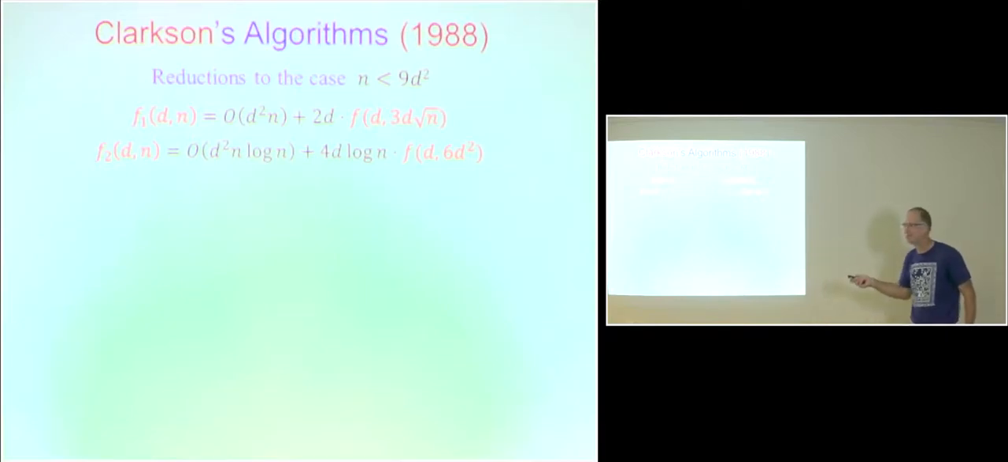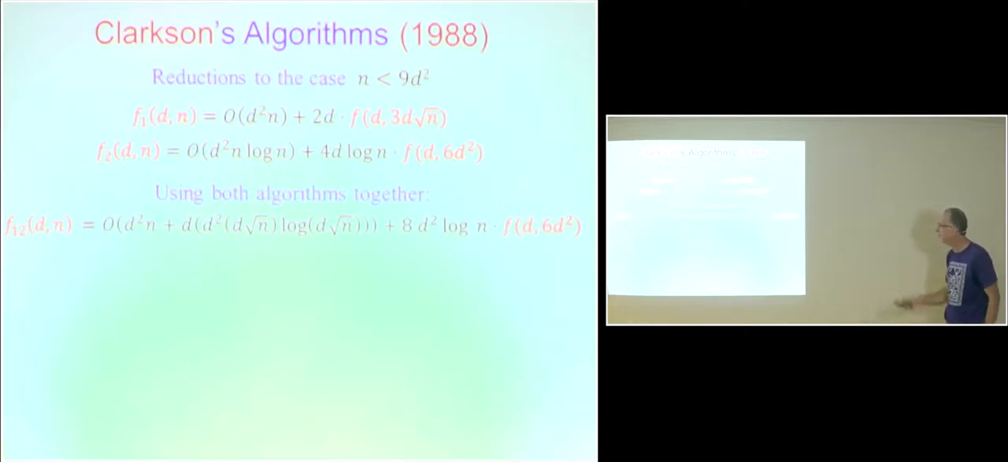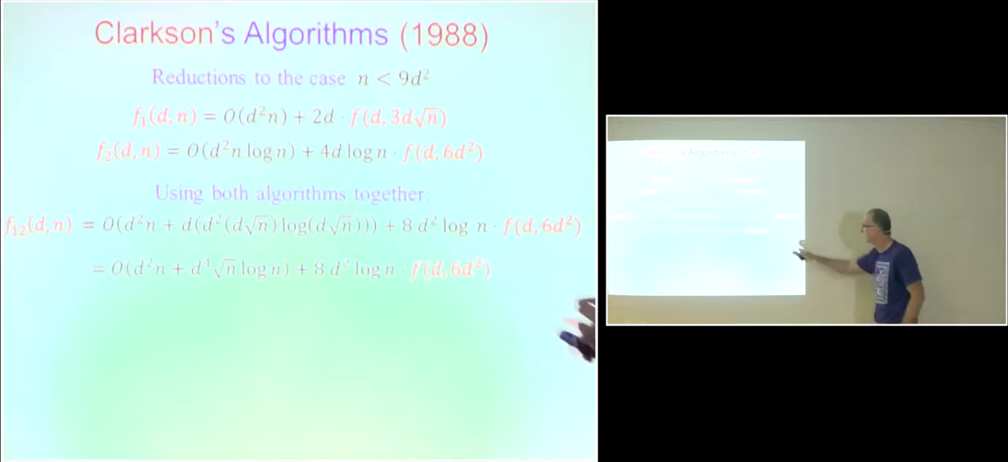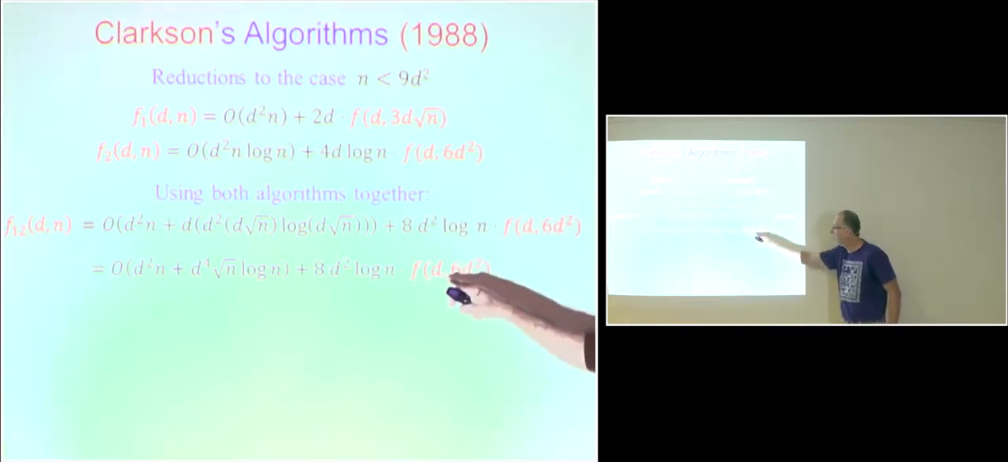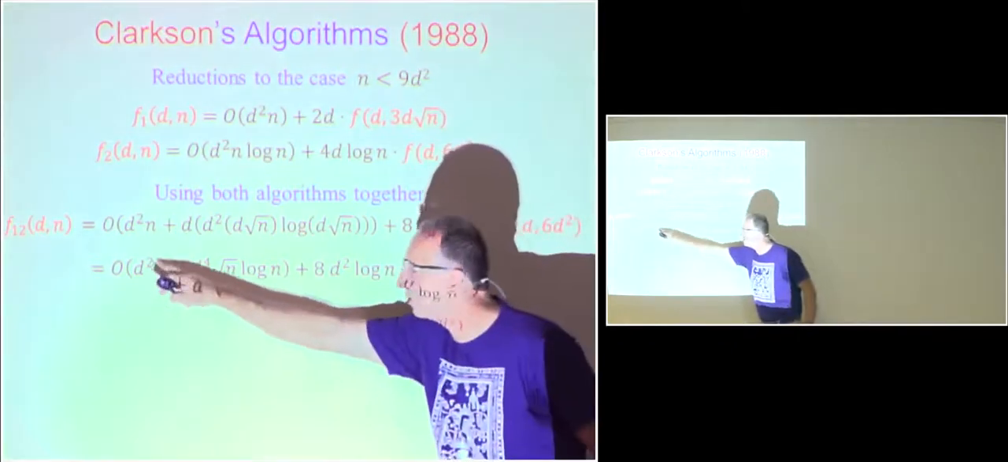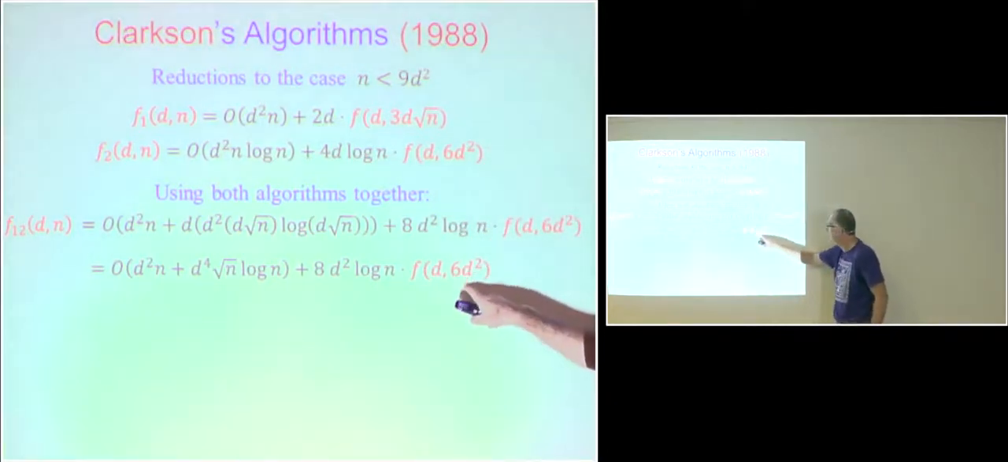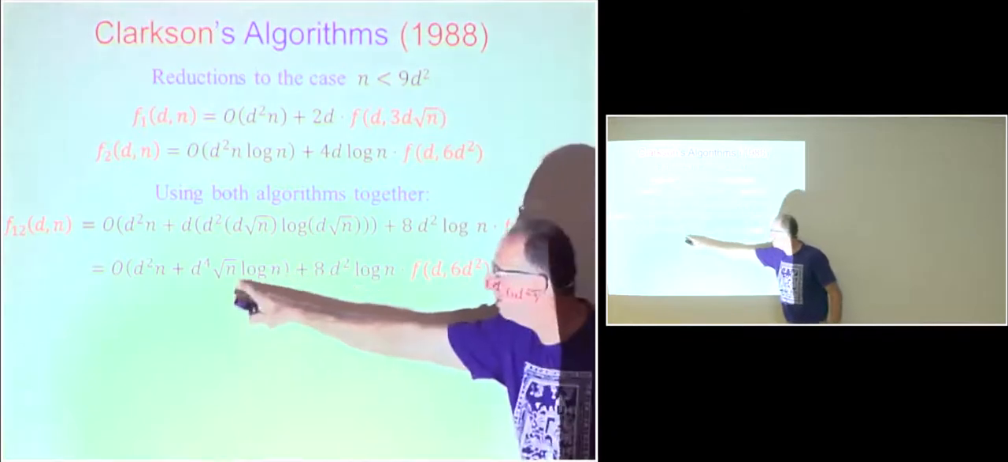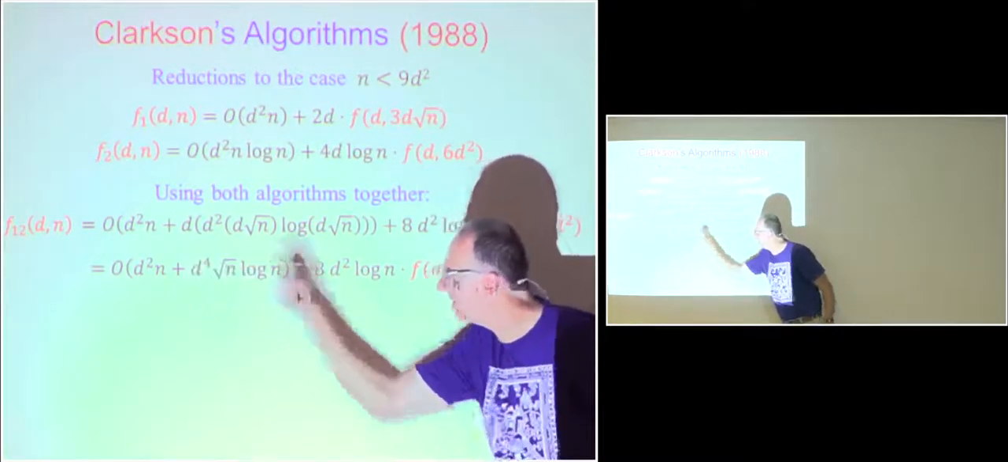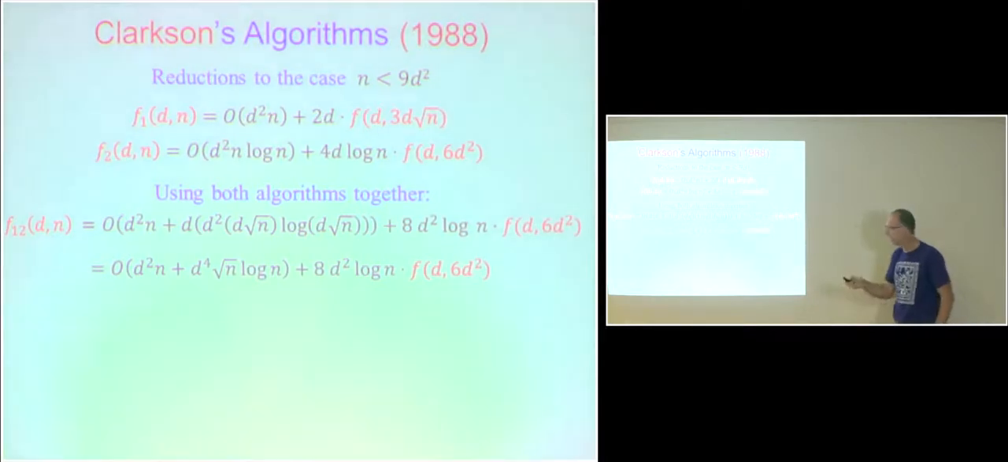To combine them, run the first reduction on the algorithm you obtained by the second reduction. If you do that, you'll get something like this, which simplifies to this. So the nice thing is that we get the best of both worlds. Essentially, we only have d squared n, and we only call the base algorithm when n is at most 6 d squared. And we also have this intermediate term, but this is always dominated by either this term or this term, so it doesn't really matter.